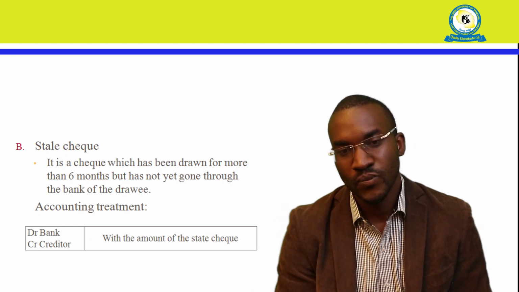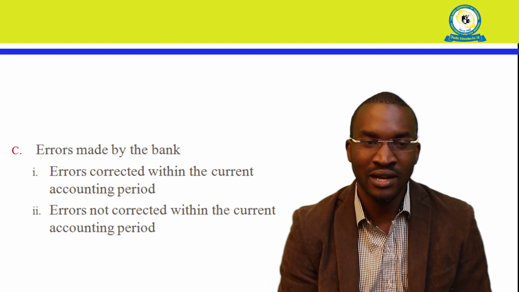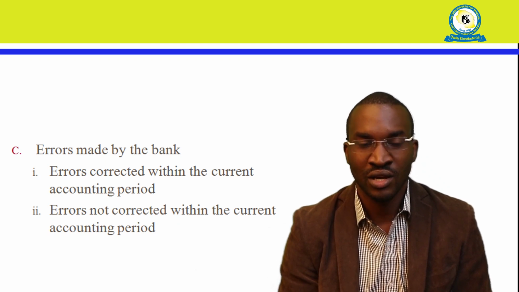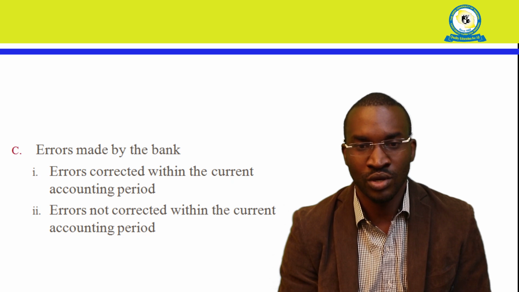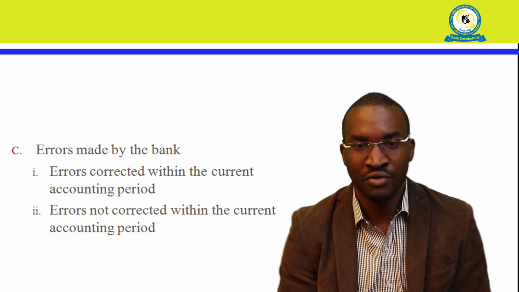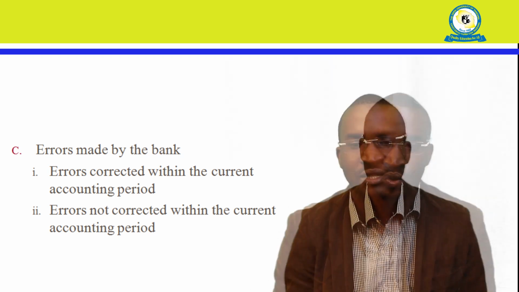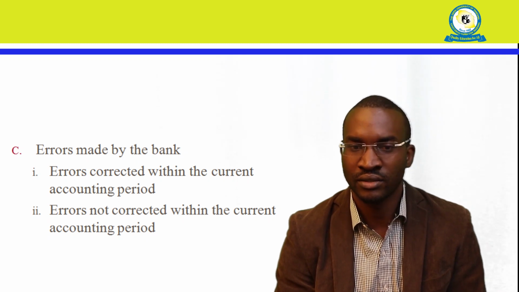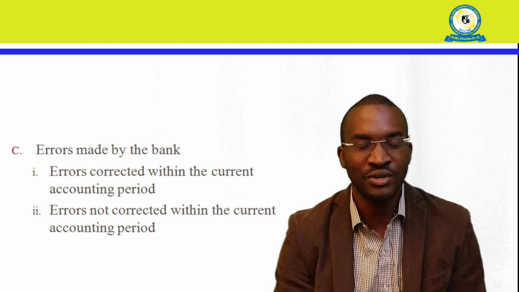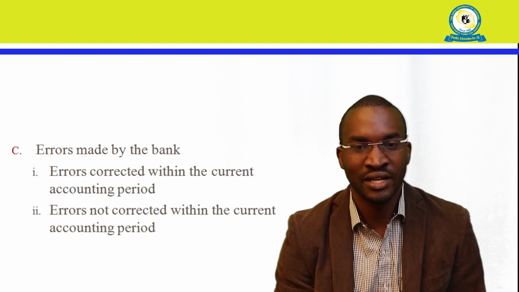Now we have errors that are made by the bank, because bank transactions are handled by humans. So we have human errors. Sometimes humans make mistakes, so we expect there are some errors that have been made by the bank. We are going to categorize them into 2 categories. The first category is those errors that are corrected within the current accounting period, and the second category is those errors that are not corrected within the current accounting period.